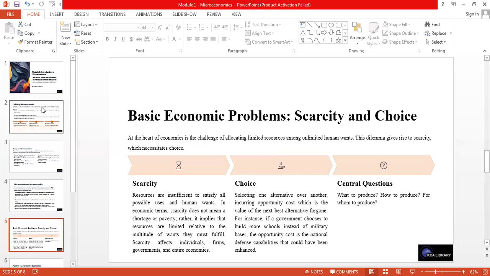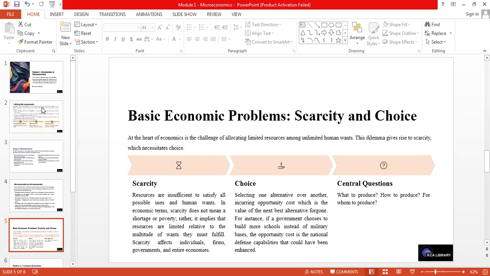When we talk about economics, we have these basic economic problems that are actually well known and generally considered. And for this, we talk about scarcity and choice. At the heart of economics is the challenge of allocating limited resources among unlimited human wants. And this dilemma gives rise to scarcity, which necessitates choices. So as a result of scarcity, we actually need to make choices on what we want, because those resources are actually scarce.